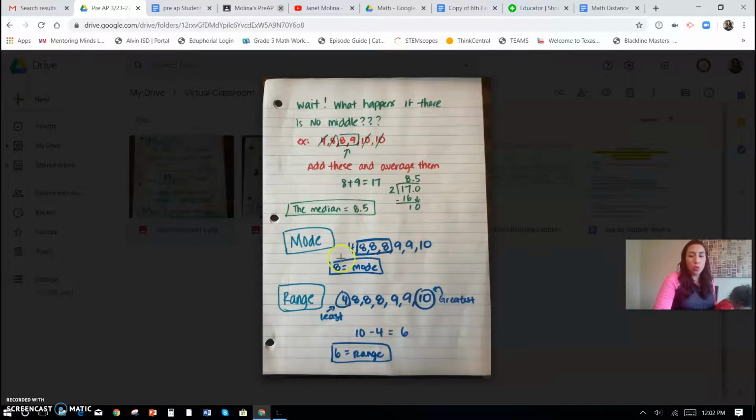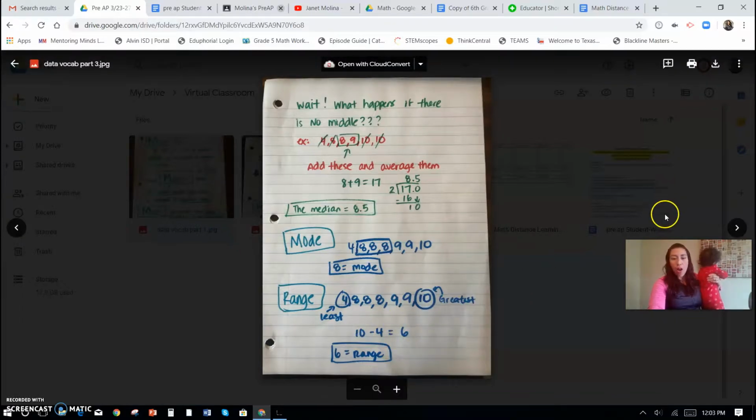Let's go back to the mode. As I mentioned before, your mode is the number that appears the most. Your range, you look high. What's up there? A 10. And you look low. What's down there? The least number, 4. You take the 10, you take the 4, you look high and low, find the difference, and you get your range, which is 6.